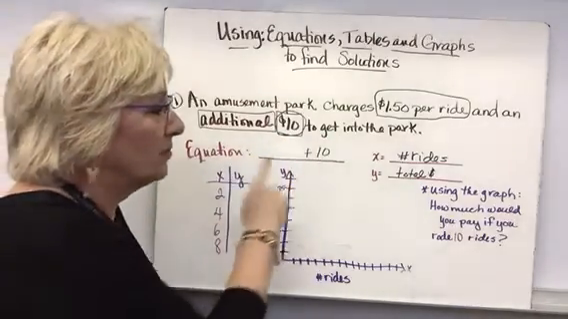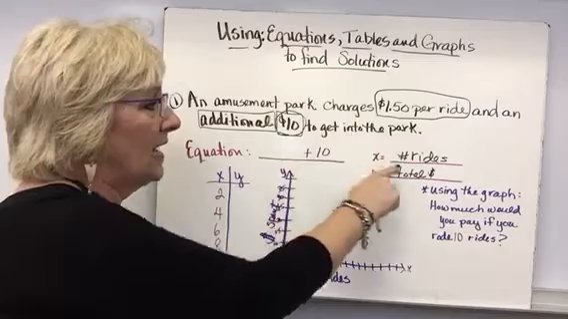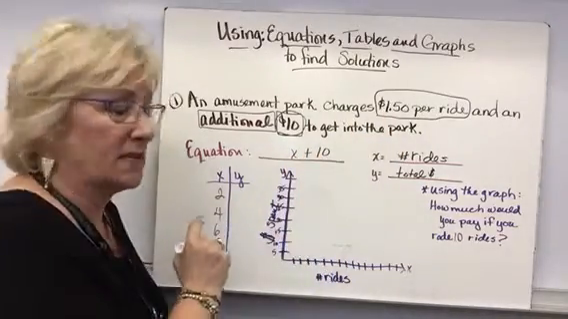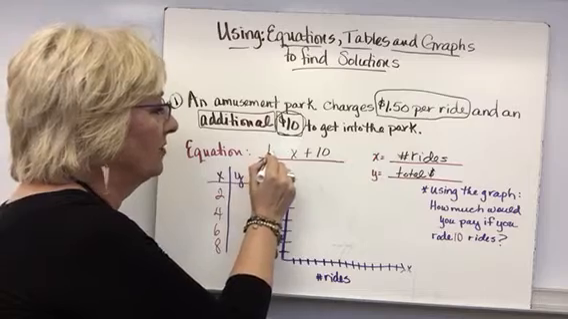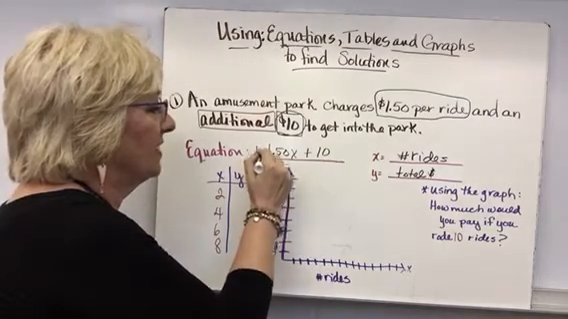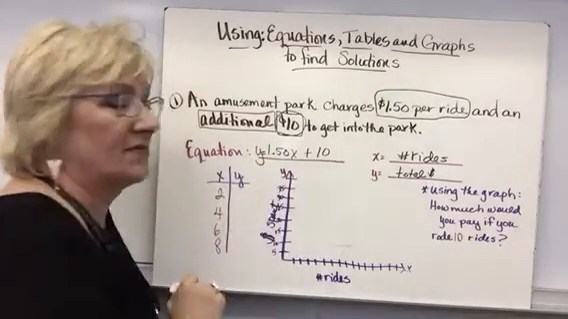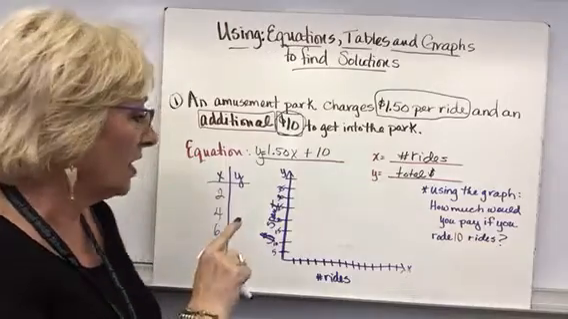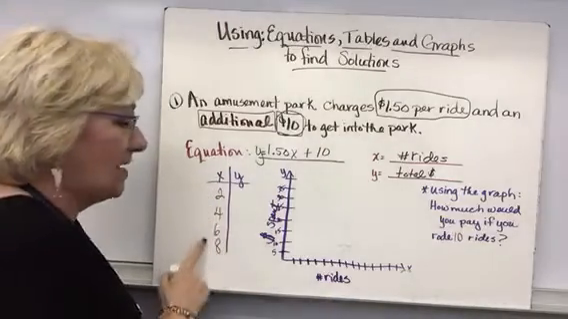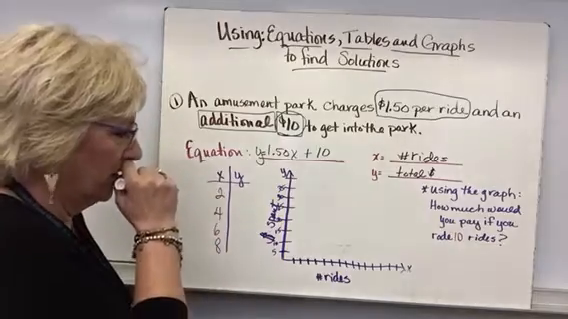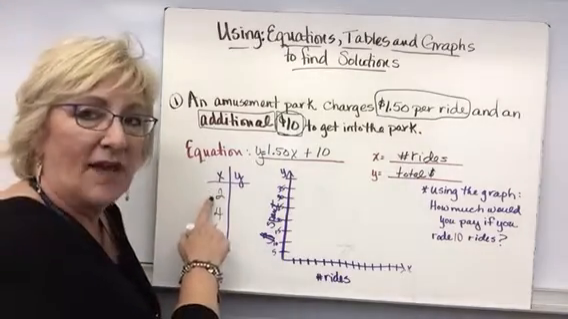So I know it's going to be 10 plus... and now I'm going to let X equal the number of rides, and I know that each ride is going to cost me $1.50. So it's going to be $1.50 per ride plus the additional $10 that I have to get into my actual park. So we're going to look over here, and I've got a table.